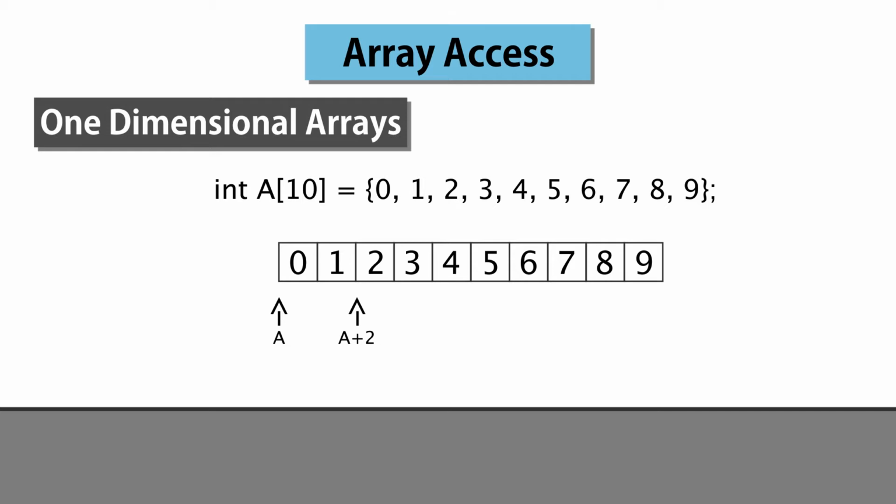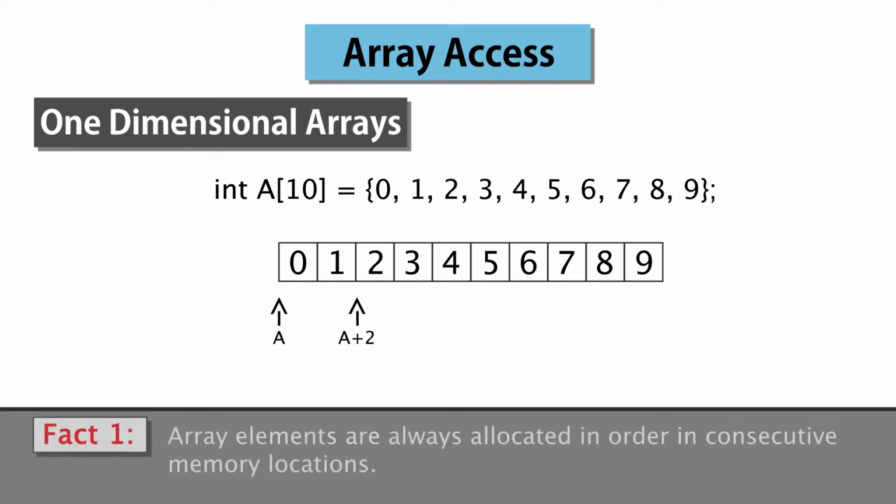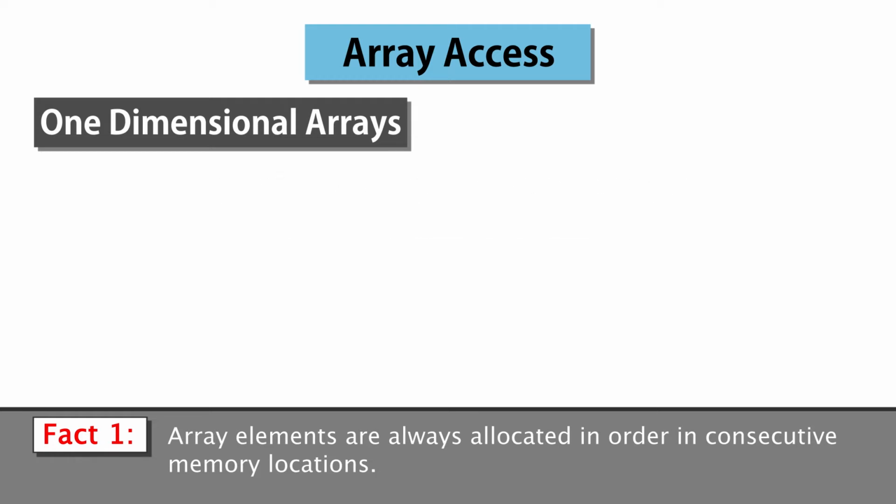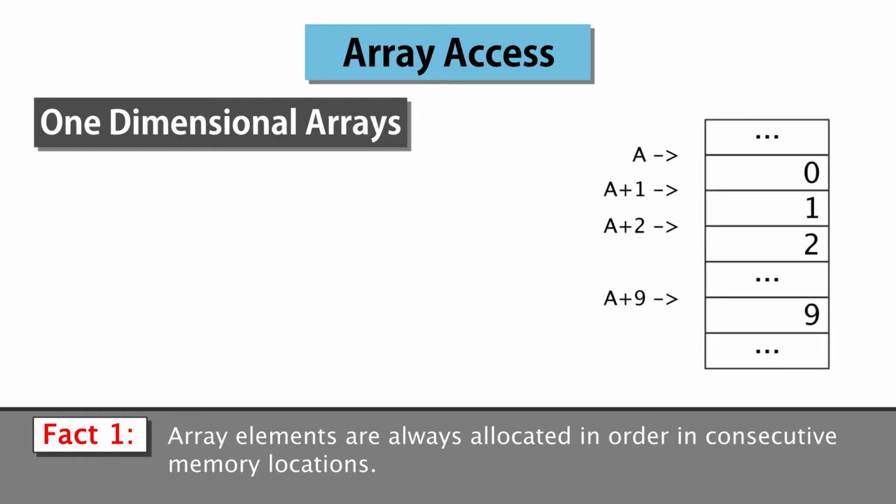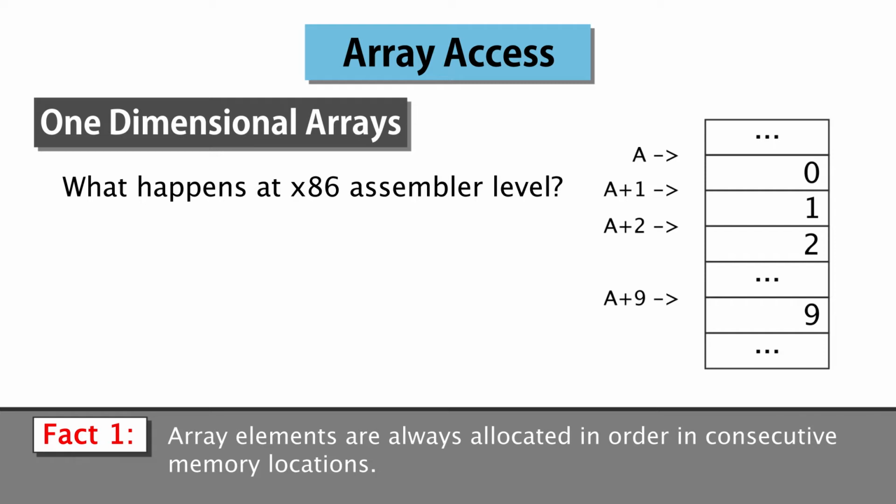Here's the first fact to keep in mind about arrays. Fact 1: array elements are always allocated in order in consecutive memory locations. Thus, in memory we actually have a structure like this. Again, A is just a pointer to the first element in memory, and A plus i is a pointer to the ith element. That's the model of what happens at the level of C. But what about at the x86 assembler level?